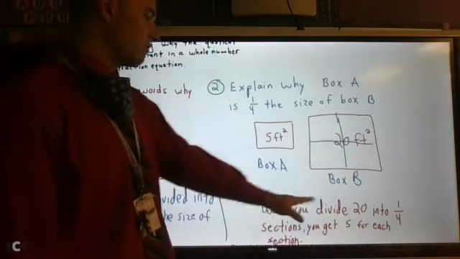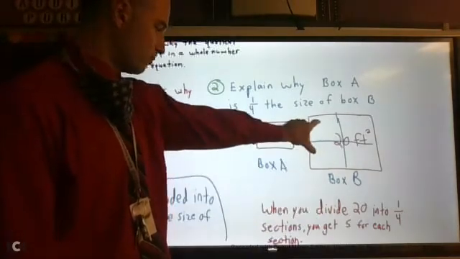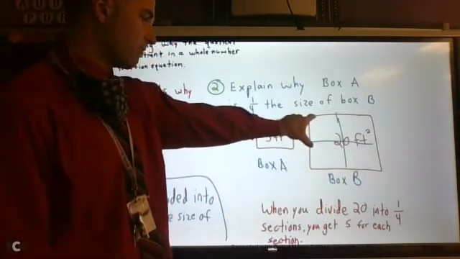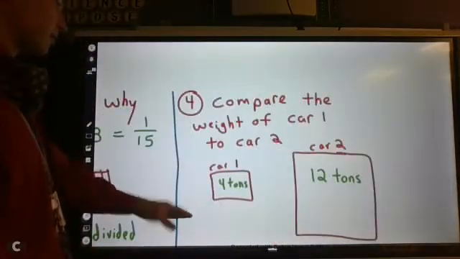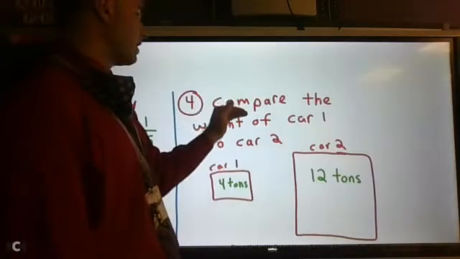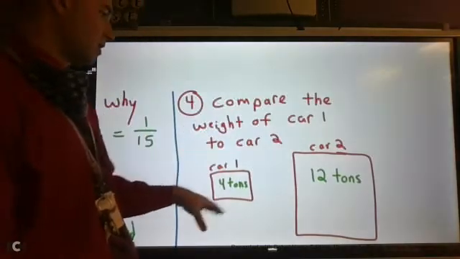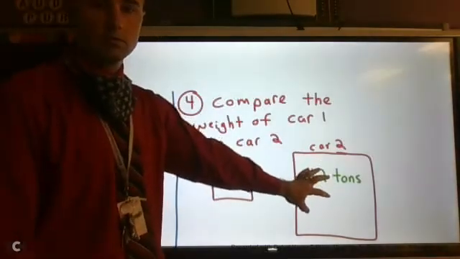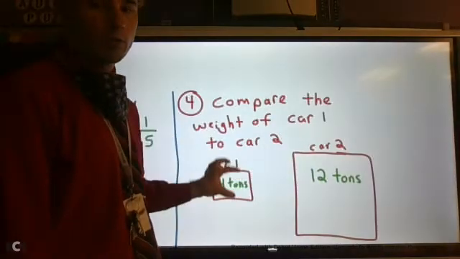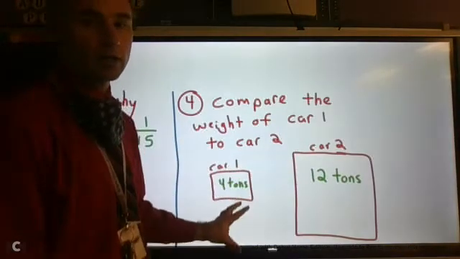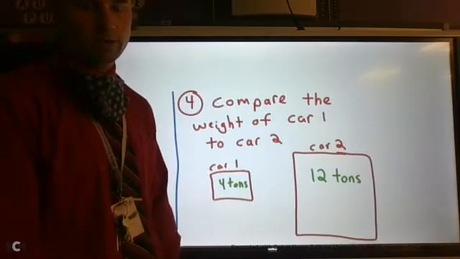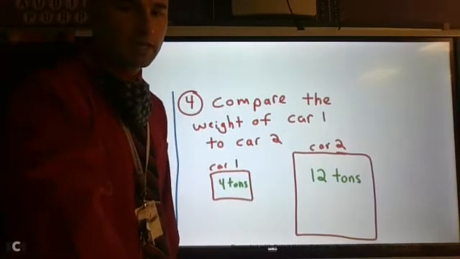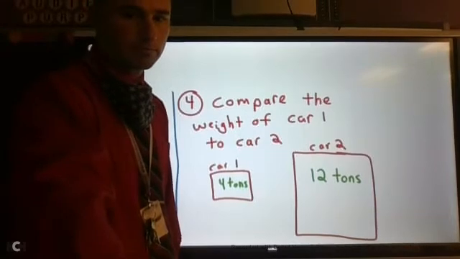When you divide 20 into fourths, 1/4 sections, you get 5 for each section. So when you're looking at question 4 here, compare the weight of car 1 to car 2. What's the fraction of car 1 compared to car 2? Use words to help yourself explain that. I'm going to hit the pause button now for you to do that in Jamboard.